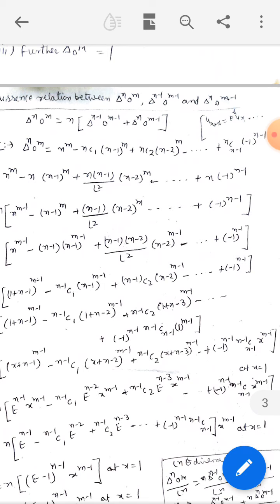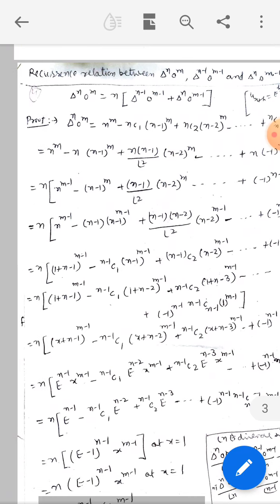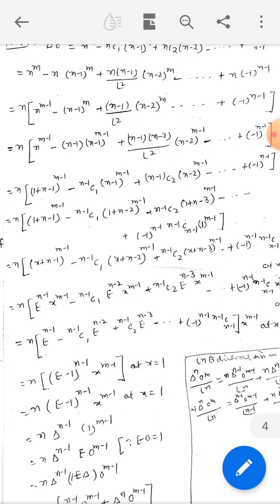So the proof for this: from the left-hand side, this is equal to the n-th difference of 0 to the power m, which is n^m minus nC1 (n minus 1)^m plus nC2 (n minus 2)^m minus, and the last term is plus (minus 1)^(n minus 1) nC(n minus 1) 1^m. Which can be written as n^m minus n (n minus 1)^m plus n(n minus 1) upon factorial 2 into (n minus 2)^m minus, up to plus n into (minus 1)^(n minus 1).